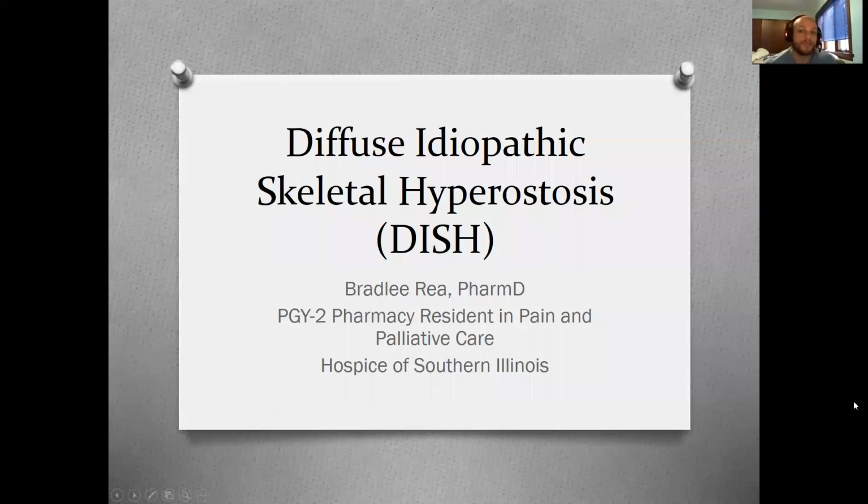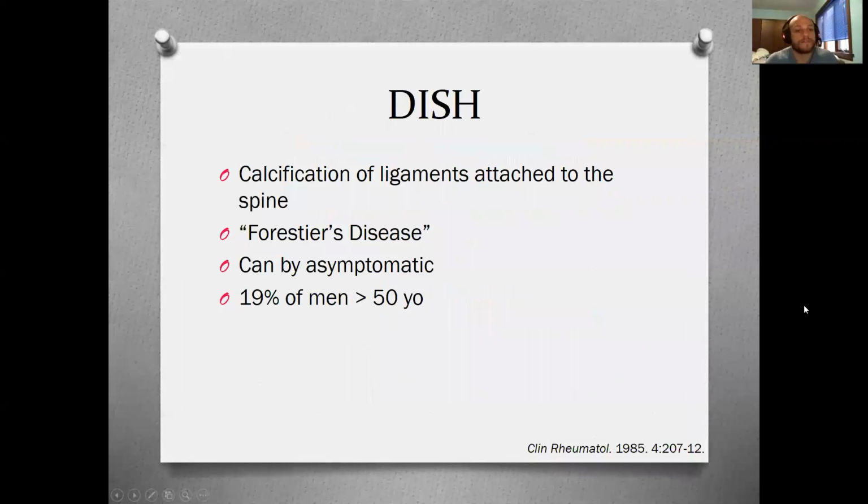But essentially, this disease is a calcification of the ligaments that are attached to the spine. So the things that are usually there to protect and relieve some of the stress of the spine actually get hardened and ossified. Another name for the ligaments that are attached to the spine is the entheses, which I'll talk about a little bit more when we start talking about how we go about diagnosing DISH.